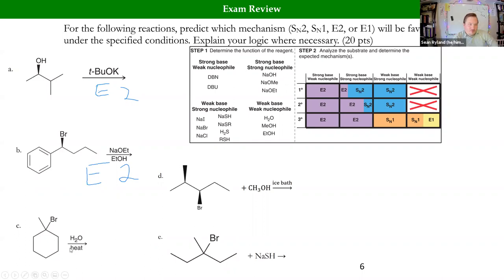Here's one that we definitively have an answer to. Got a good leaving group, and it says with heat. We've got a weak base, weak nucleophile in water, and it's got heat. And it's a tertiary carbon that has the leaving group. So it's definitely first order. Heat tells us it's definitely going to favor elimination because we're going to look at that entropy piece. Heat favors elimination because we're making more pieces, so more entropy.